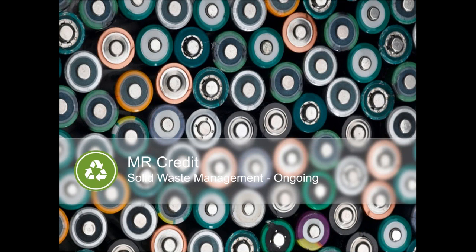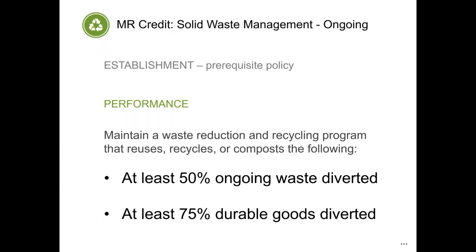All right, moving forward to solid waste management for ongoing consumables. Performance only. We want to maintain a waste reduction and recycling program that reuses, recycles, or composts the following. And you're seeing a split between your ongoing consumables versus your durable goods. So at least 50% of ongoing waste to be diverted, and then at least 75% of your durable goods diverted.